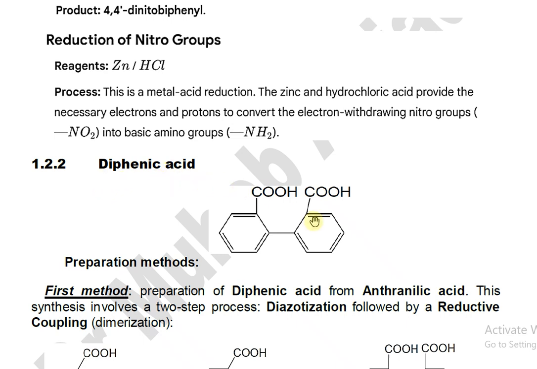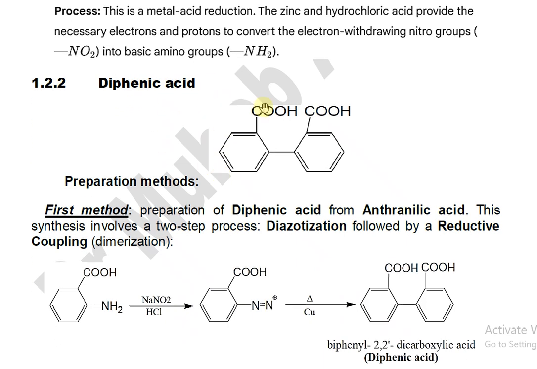The second derivative of this biphenyl compound is diphenic acid. In diphenic acid we have, in position number 2 on both cycles, a carboxylic acid group. This compound is called diphenic acid. So again, diphenic acid is a biphenyl compound substituted with carboxylic acid at position number 2 on both cycles. For the preparation of this compound, the first method is from anthranilic acid. This is the anthranilic acid.